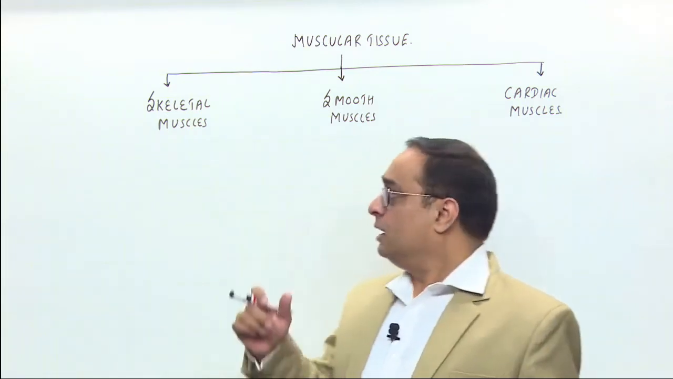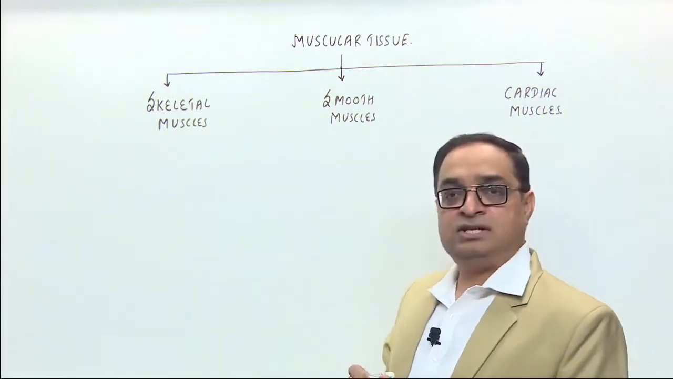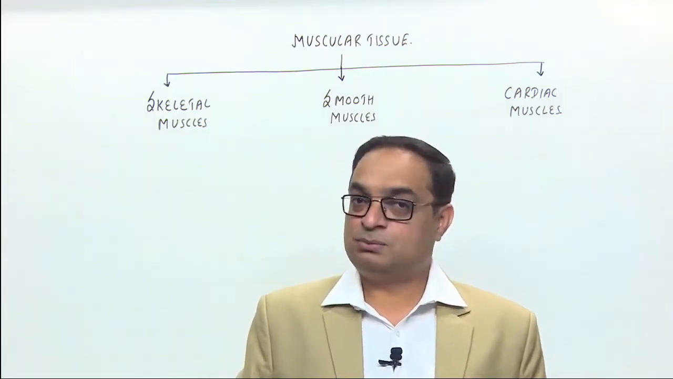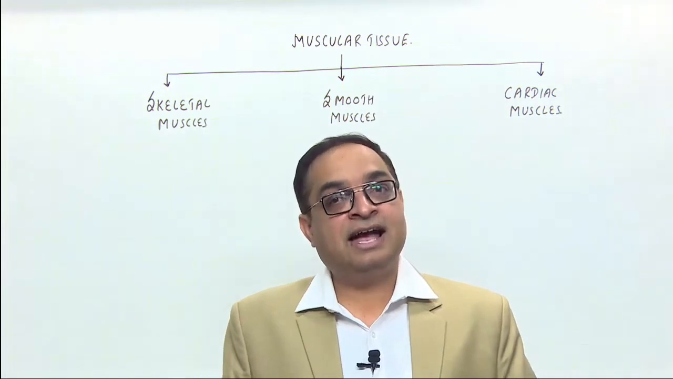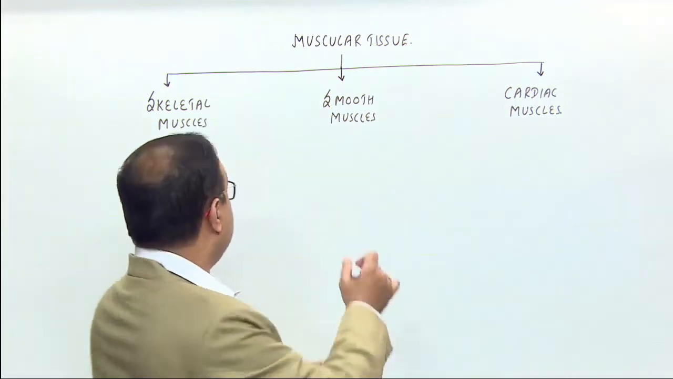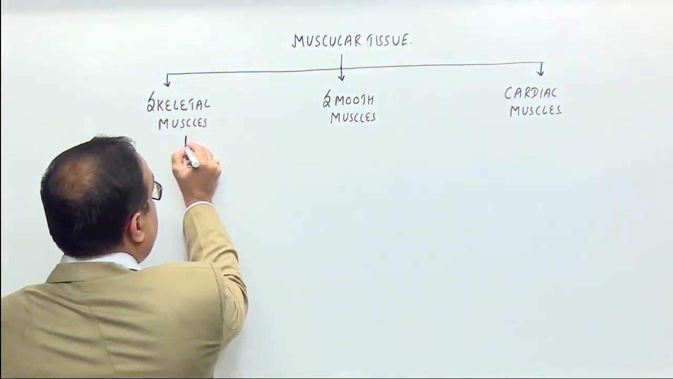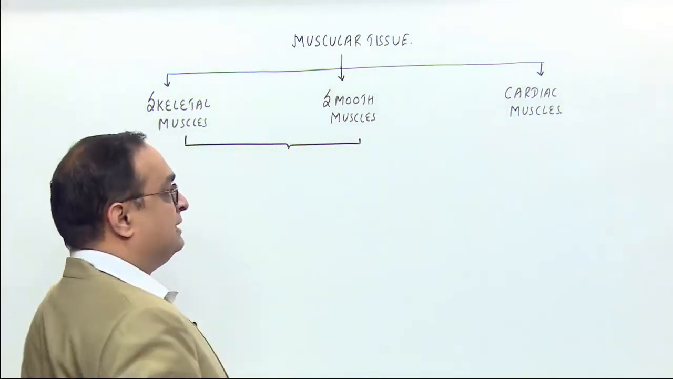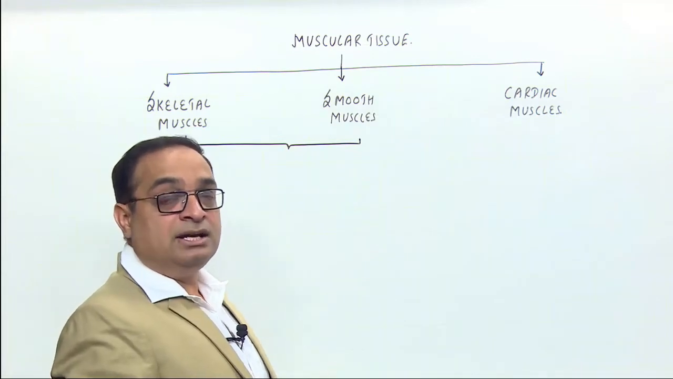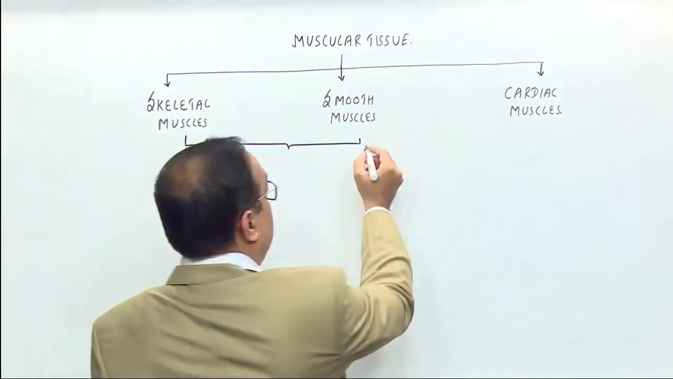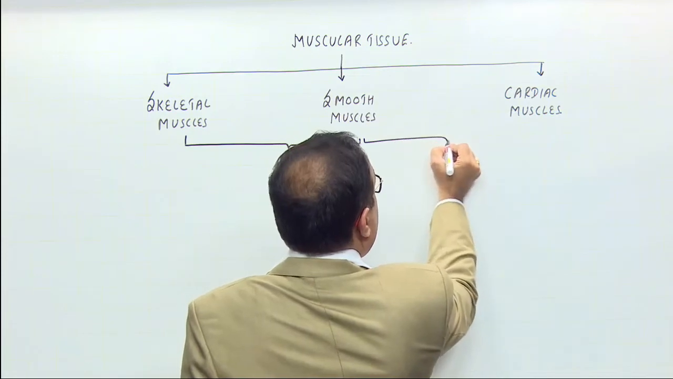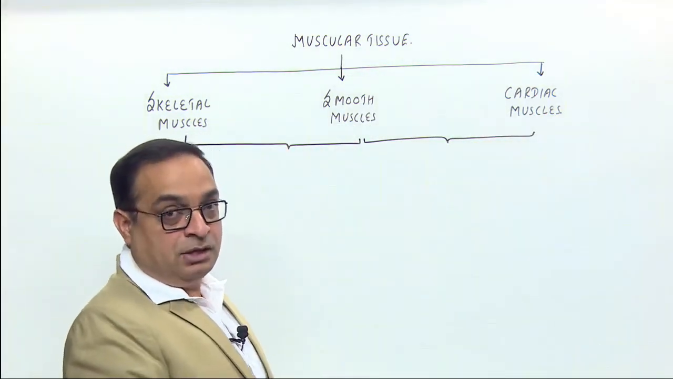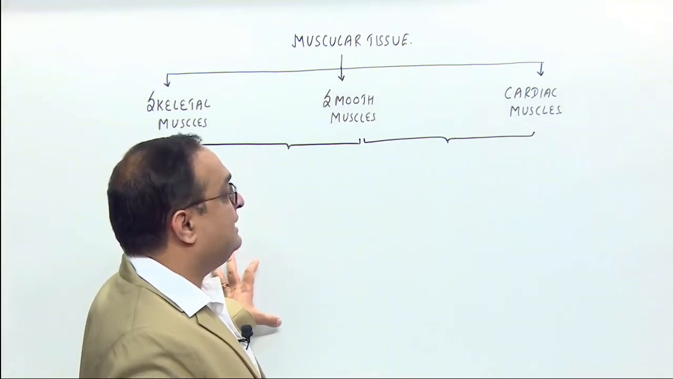As you can see, muscular tissue can be differentiated into three different types, that is skeletal muscles, smooth muscles and cardiac muscles. Skeletal muscles and smooth muscles have one similarity. Smooth muscles and cardiac muscles also have one similarity. We'll be discussing that in detail.